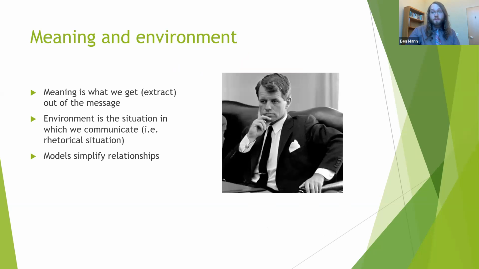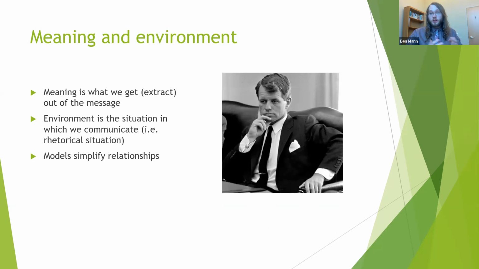Additionally, meaning and environment shape the communication process too. Meaning is what we get out of or extract out of the message. Environment is the situation or context in which we communicate. And the models or ways of thinking about communication can simplify these relationships that we have. For example, one theory is this idea of the rhetorical situation.